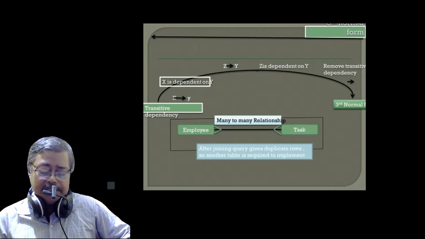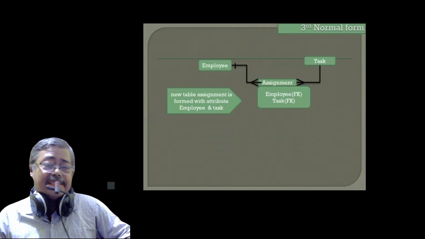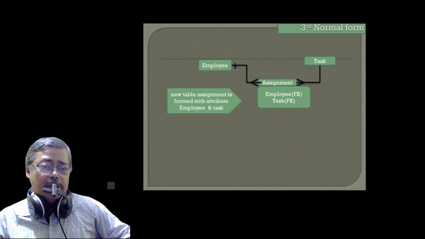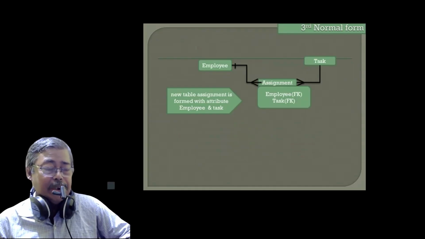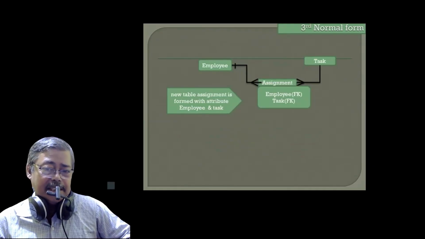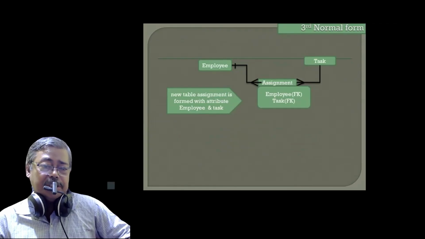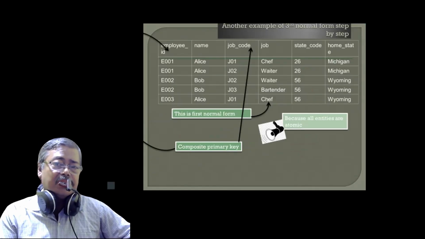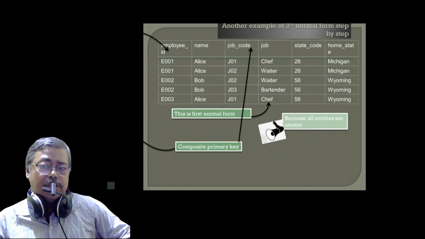So we have to remove this by introducing another table called assignment. The employee and assignment relation is one to many. Assignment with task is many to one. So a new table, assignment, is formed, and after forming it, the composite key dependency, or transitive dependency, is removed. See another table example showing the third normal form.